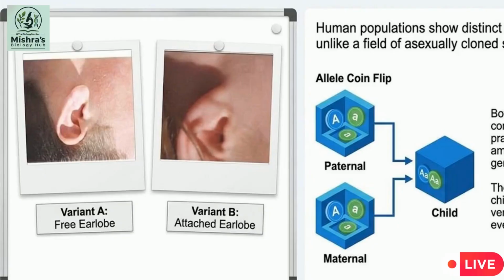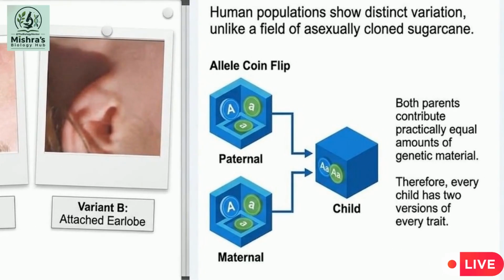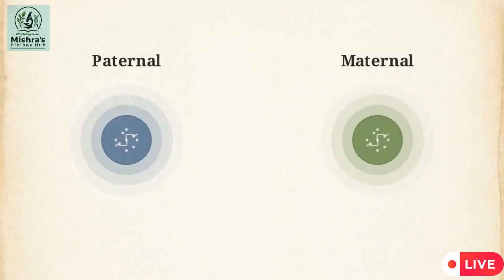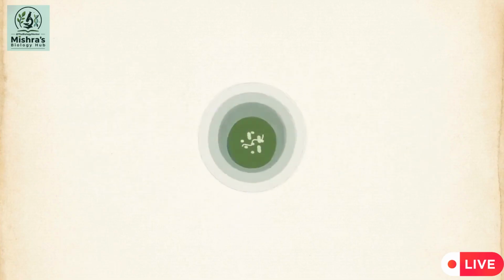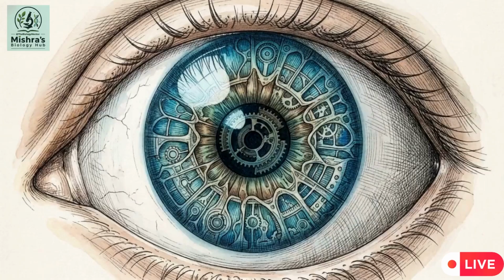These Polaroids show human variation. Some have free-hanging earlobes, while others are physically attached. The right side explains the mechanics driving this. Parents contribute equal amounts of genetic material. Therefore, for any given trait, a biological coin flip occurs between the paternal and maternal code. Because of this dual contribution, every child carries exactly two versions of every genetic instruction. You are a uniquely constructed mosaic, built from two competing sets of microscopic blueprints.